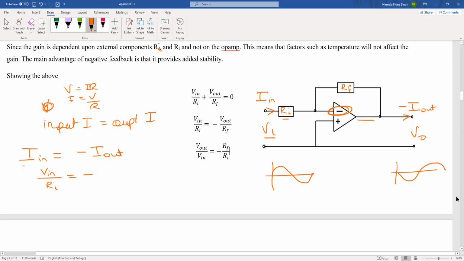This is the current that is coming out of your circuit. And we're looking at the current that is going to get fed back into your thing.